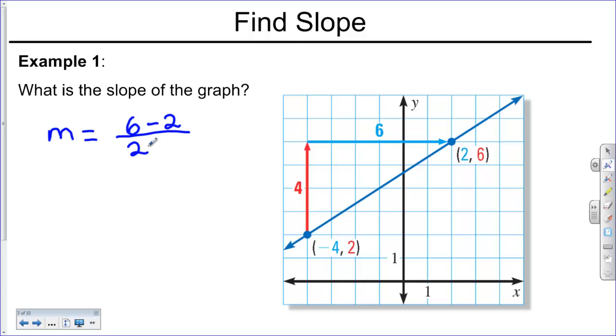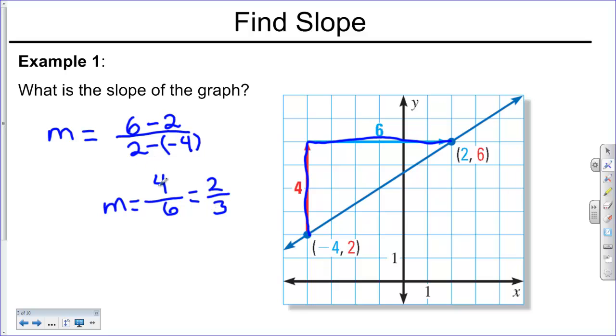over 2 minus, and that's a -4, so I have to put that in parentheses. So we end up with 6 minus 2, which is 4. And 2 minus -4 is 6. This whole thing is equal to M. And 4 over 6 can be reduced to 2 over 3. So a 2/3 slope. Now if we look at the picture, we'll notice that we actually go up 4 and over 6. Rise 4 and run 6.